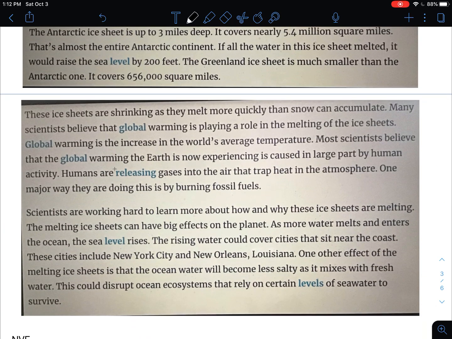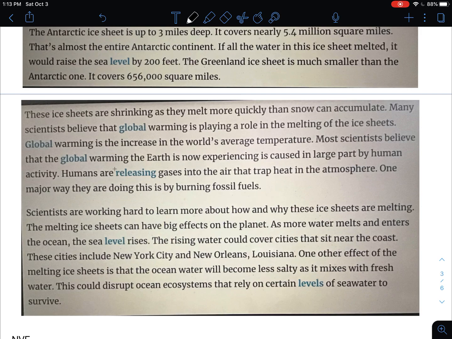These ice sheets are shrinking as they melt more quickly than snow can accumulate. Many scientists believe that global warming is playing a role in the melting of ice sheets. Global warming is the increase in the world's average temperature. Most scientists believe that the global warming the Earth is now experiencing is caused in large part by human activity. Humans are releasing gases into the air that trap heat in the atmosphere. One major way they are doing this is by burning fossil fuels. Scientists are working hard to learn more about how and why these ice sheets are melting.